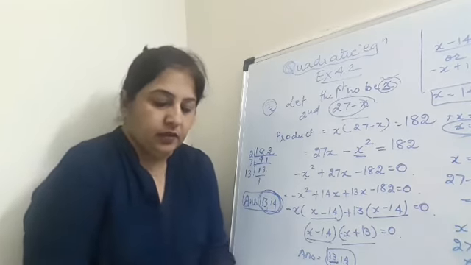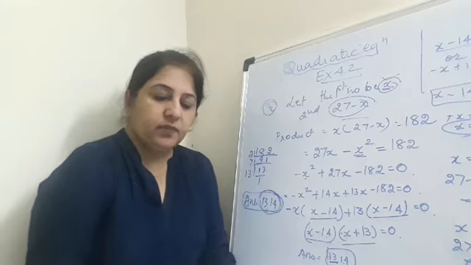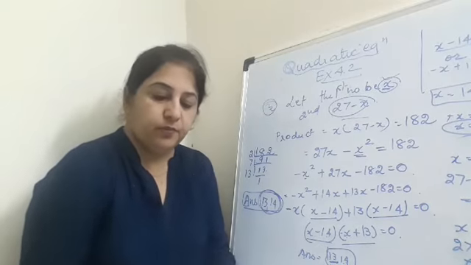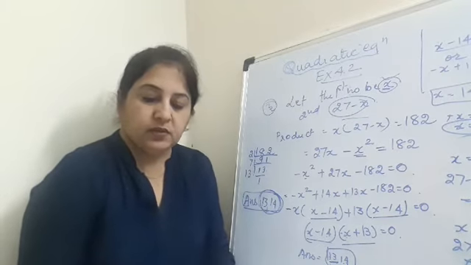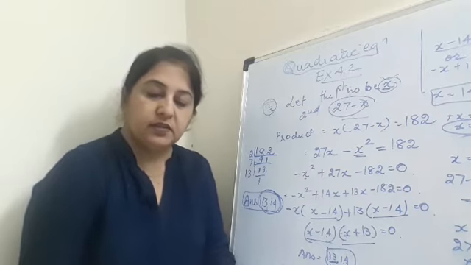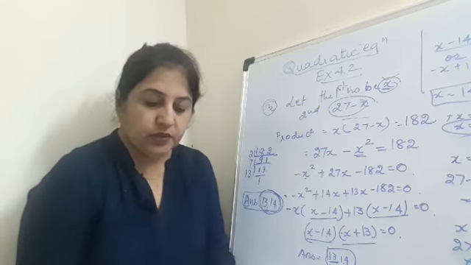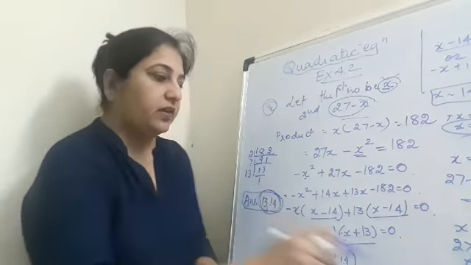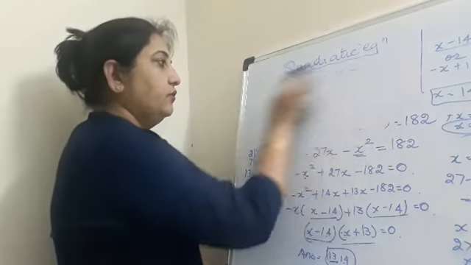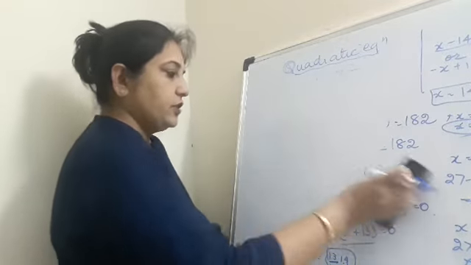Then another question is: find two consecutive positive integers, the sum of whose squares is 365. This is question number 4. So I will rub this. You can see the video and complete this question.